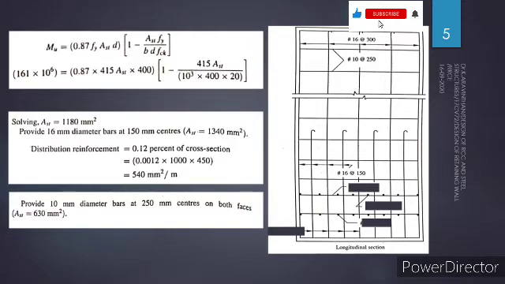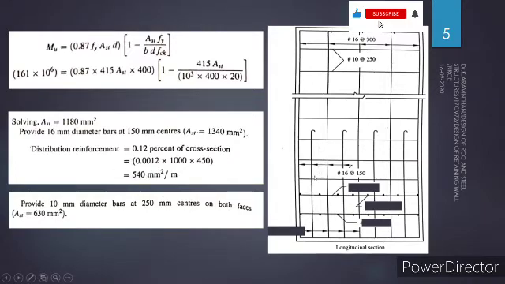What is the cross section of the stem? The depth we have found out as 0.45 meter, and breadth we will be considering 1 meter. So 450 into 1000 into 0.0012, you will be getting 540 mm square, which is the essential distribution reinforcement. For this area, let us provide 10 mm dia bar at 250 center to center on both the faces, which will be 630 mm square, which is actual. Also it is greater than the required.